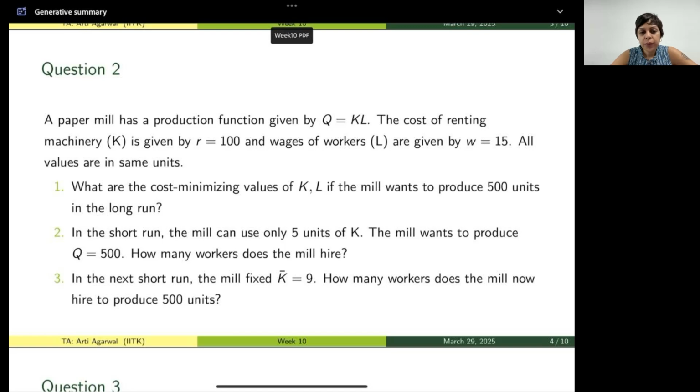Okay, now please do the third part also. In the next short run, the mill fixes K bar at 9. Now, how many workers does the mill hire to produce 500? And after you solve the second and the third part, I want you to also compute the costs in all three parts, first, second, and third. See this: long run cost in the first part, short run cost in the second and the third part, and then tell me what you get.